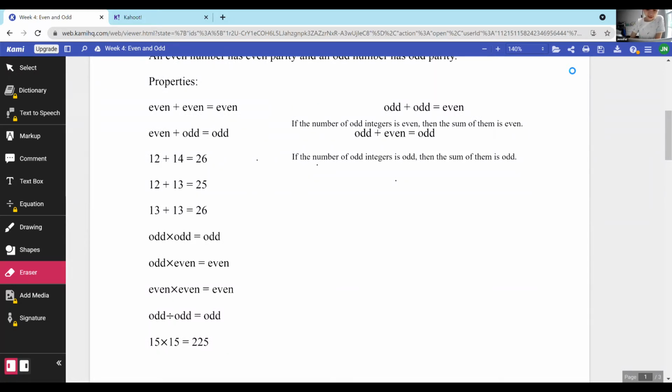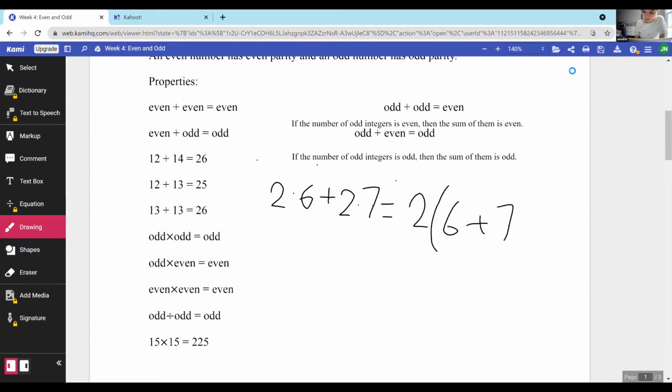An even number plus an even number will be an even number, which, for example, 12 plus 14 equals 26. So you could write them in their even form of 2n, each of these. You could factor 2 from each and see that this is even, which is 2 times 13, which is 26.